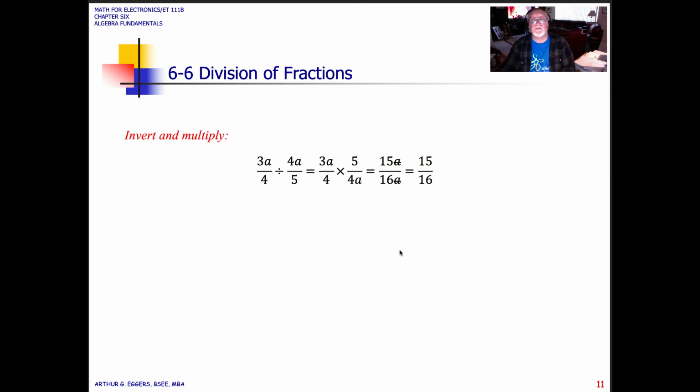With division, it's just like multiplication, except we, again, invert and multiply. So 4a divided by 5 is going to be the term that we're going to invert, and then multiply. Again, we just multiply 15a in the numerator, 4 times 4a in the denominator. Again, the a's cancel out because they're common, and we end up with 15/16.